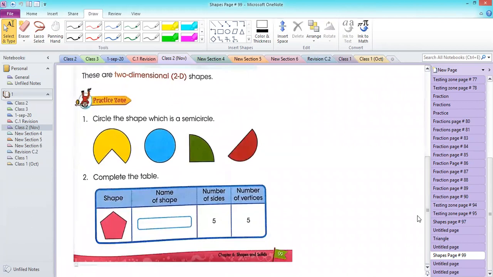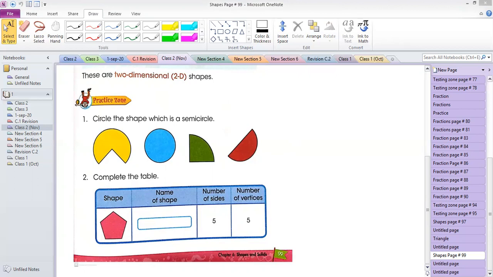Now guys, come to page number 99. Open your books, page number 99. We are going to start practice. Page number 99 of your book, guys. I hope you have opened the book, guys.